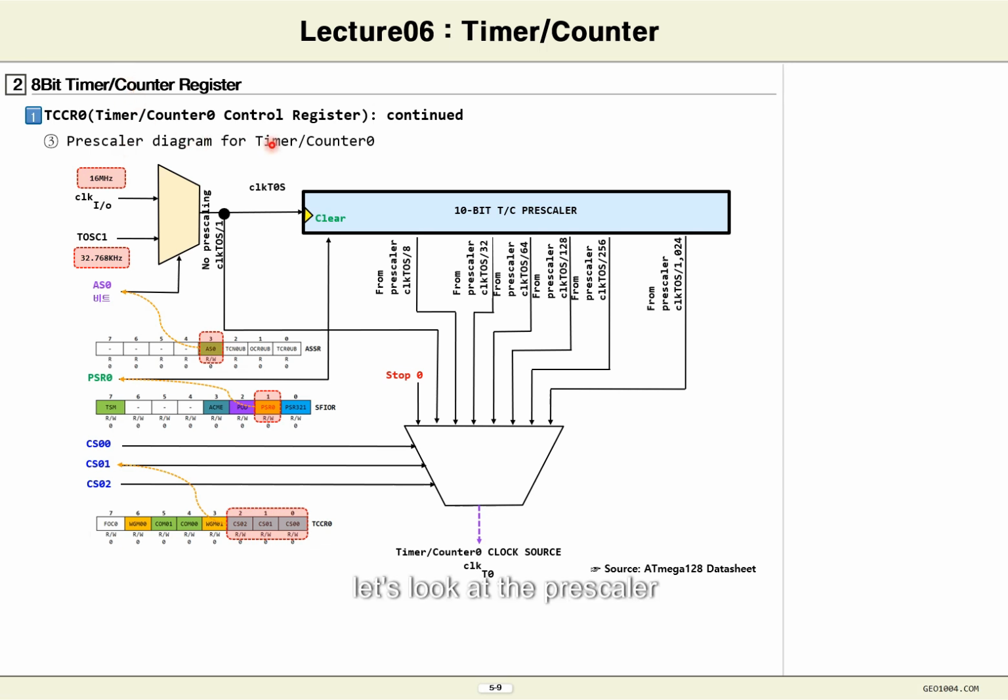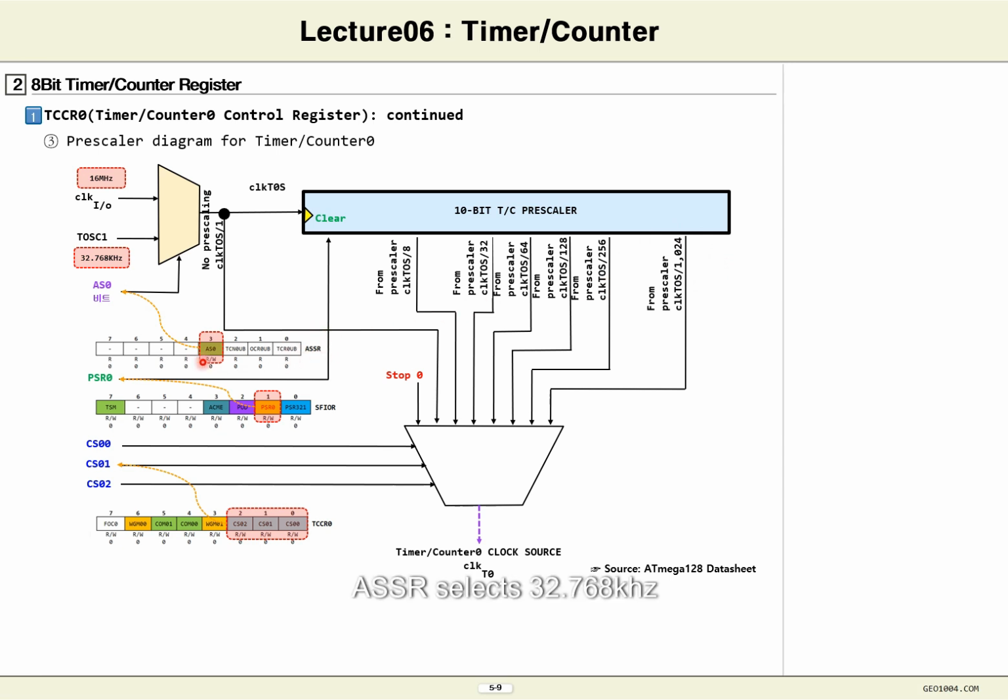This time, let's look at the prescaler diagram for timer counter 0. As you can see, when 16 MHz or 32.768 kHz comes in, non-free scaling, which is immediately bypassed, as you can see here, corresponds to division 1. It is set to stop when 0 is entered, and division can be applied starting from 8 up to 1024.